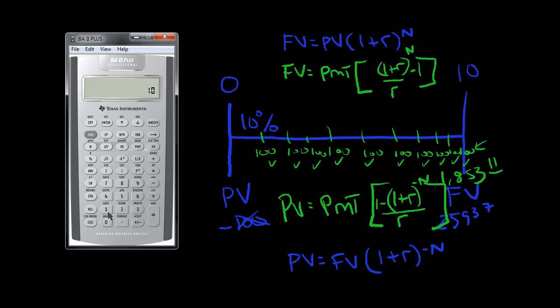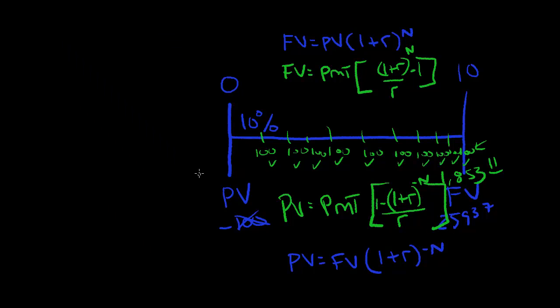payments, 10% discounting rate, and I'm looking for the PV. Now I need my payments. I'm going to leave my payments as positive so that this number will be negative. Now I'm going to compute, and I get 614.46.